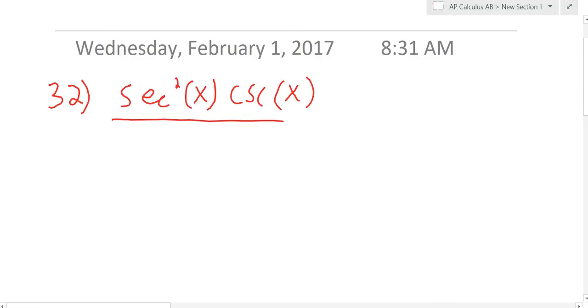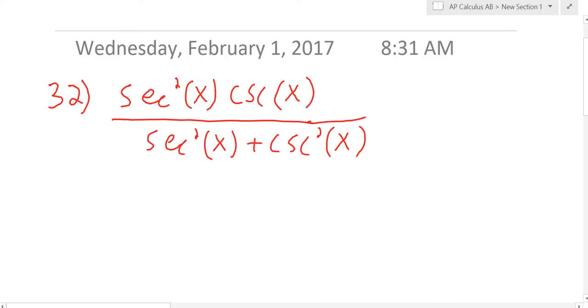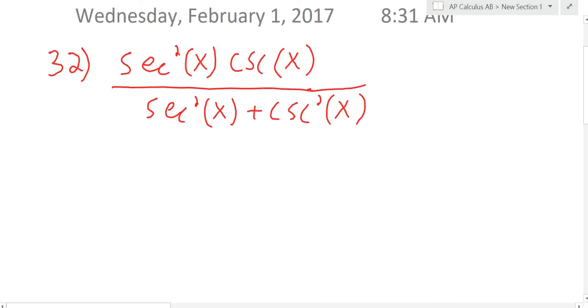What's 32 say? Secant squared of x times cosecant x, all divided by secant squared of x plus cosecant squared of x. Okay. So, do you guys like this one? No? Okay. Ideas? Anybody? I'd probably switch to sines and cosines, and we can do that relatively easily.